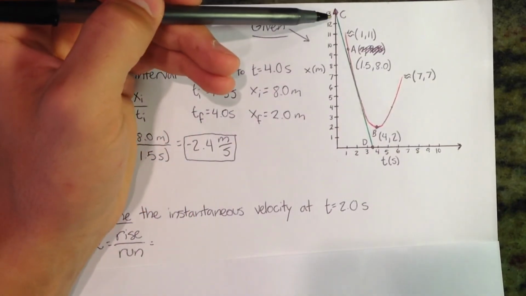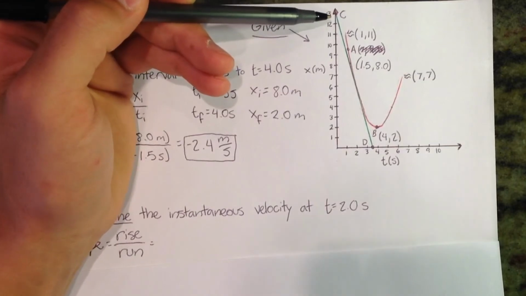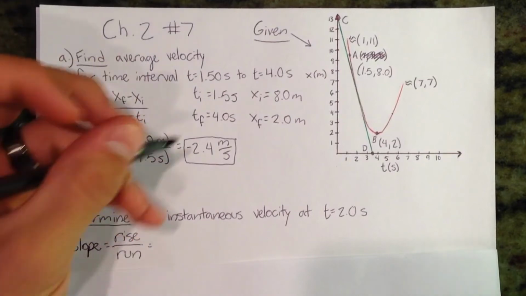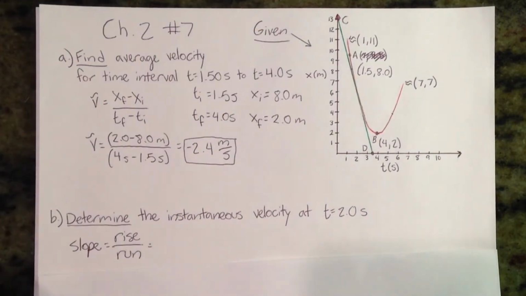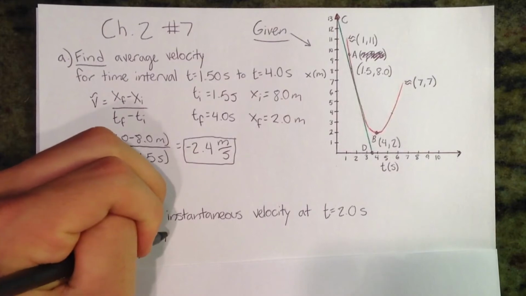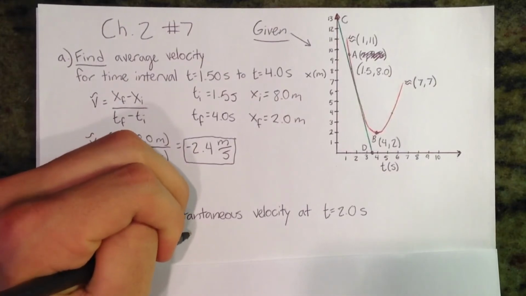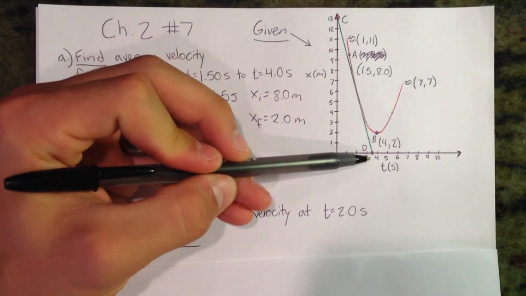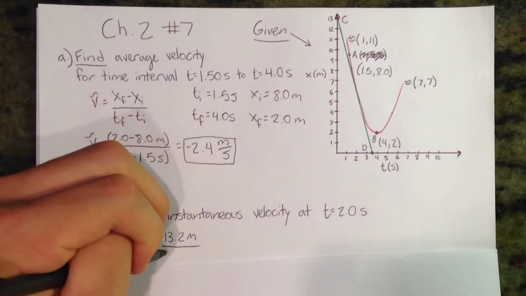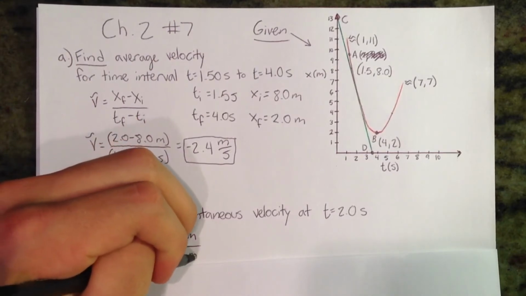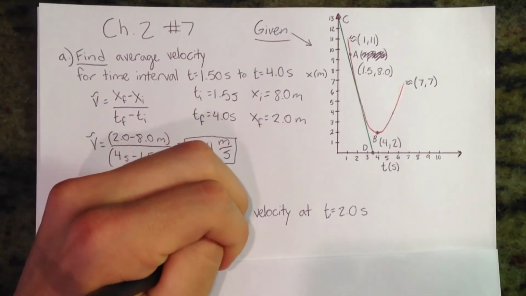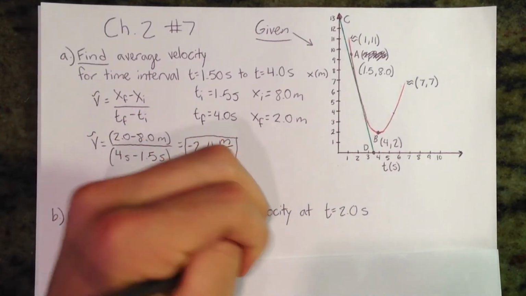Our starting point is 13.2. It's just a little bit above 13. And it's going to be negative since it's going from high to low. So that's negative 13.2 meters for the rise, and then for the run it's going from 0 to 3.5. So that would be 3.5 for our run, and then you type that in your calculator and you get negative 3.8 meters per second.